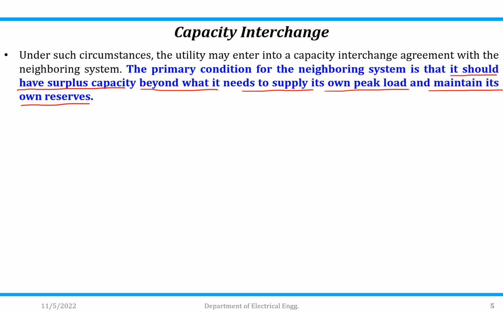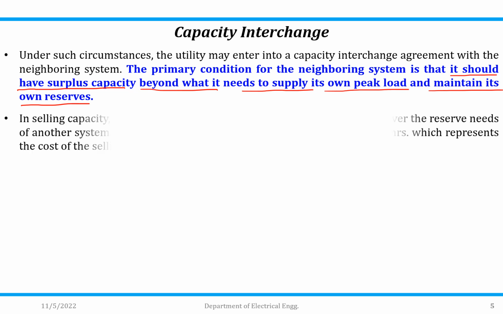If you go through the example I discussed earlier, James and John: John should have 10,000 rupees more, besides whatever his daily or monthly expenses, medical emergencies, or other kinds of emergencies. So if John has 10,000 rupees extra, only then will John be able to provide 10,000 rupees to James. So this is the primary condition in a capacity interchange.